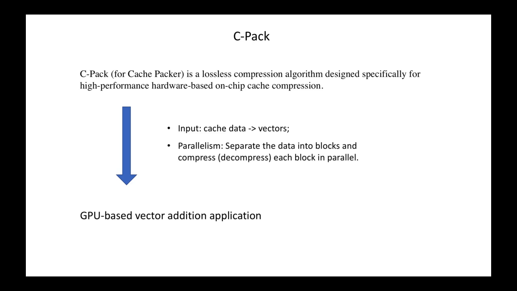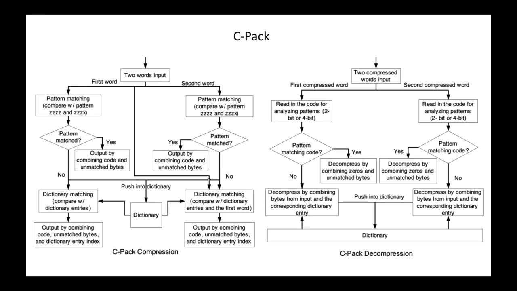The number one adjustment is to change the input from cache data into vectors, and this can be done very easily. The other adjustment is about parallelism. We can do that by separating the data into blocks and doing compression or decompression on each block in parallel. These two figures show the algorithm of CPAC in doing compression and decompression. In these two figures, we use an input of 2 words per cycle as an example. However, the algorithm can be easily extended to cases with 1 or more than 2 words per cycle.